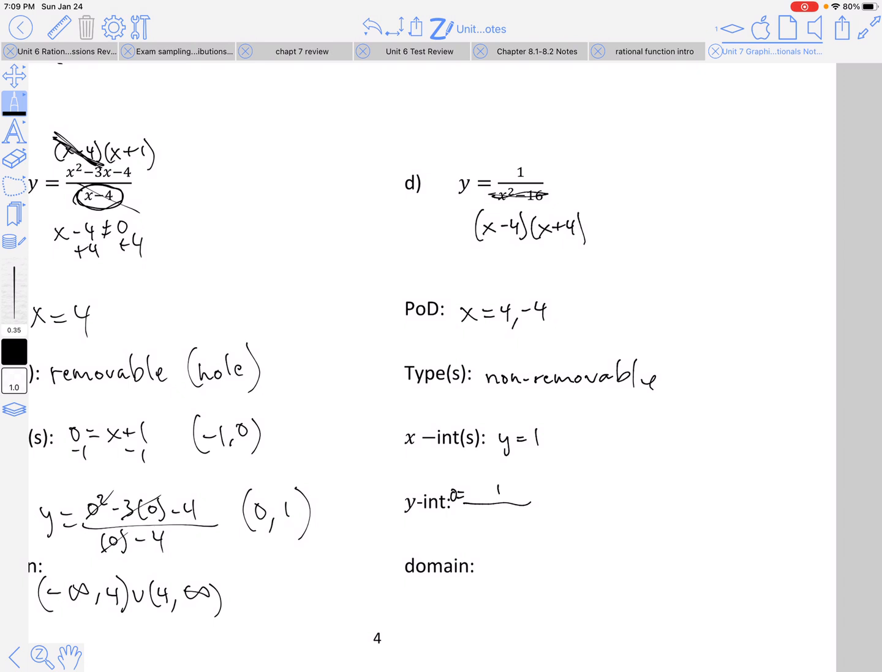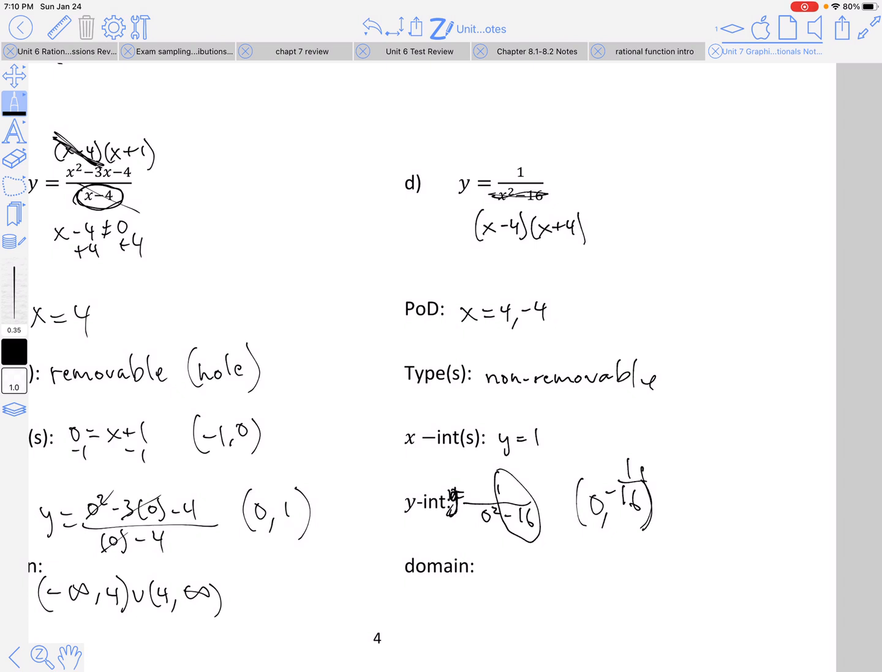So y equals 1 over 0 squared minus 16. So my y-intercept should be at 0, comma, 16. Sorry, that's negative 1/16. 0 minus 16 is negative 16. 1 over negative 16 is my y-intercept.